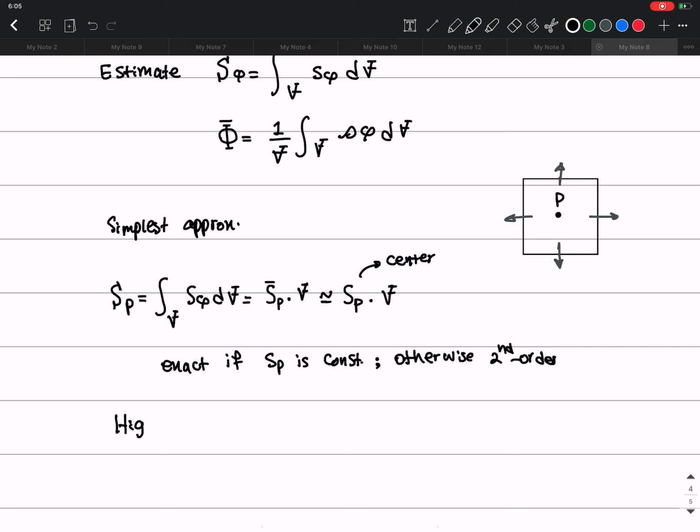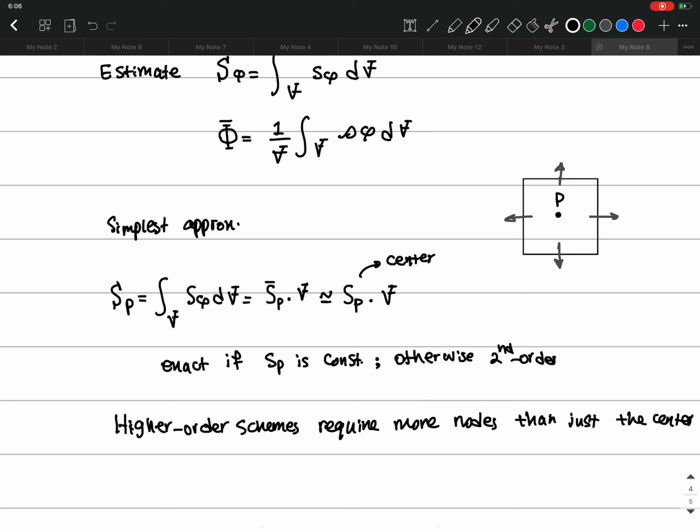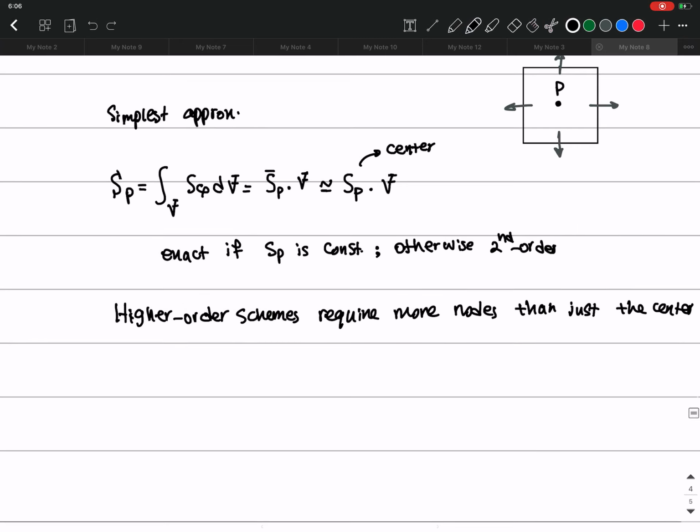Higher order schemes require more nodes than just the center. So here we only had the center point, but if you want to have a higher order than second, then we need more points. Okay, so I'm gonna give you an example here.